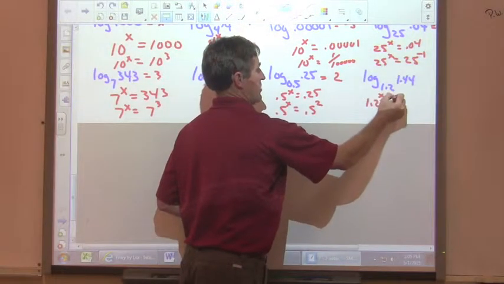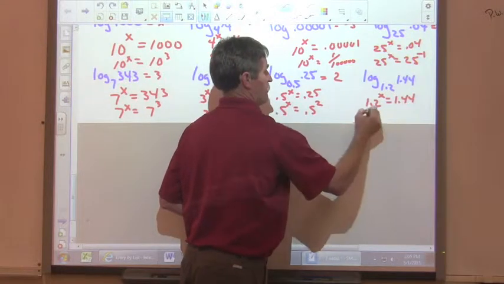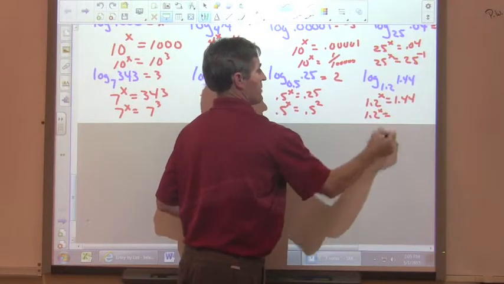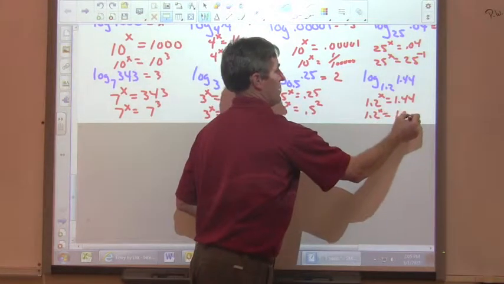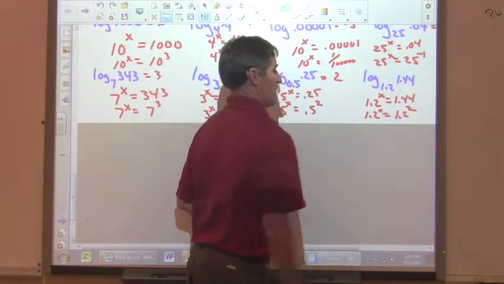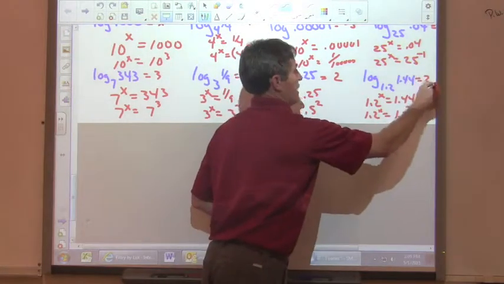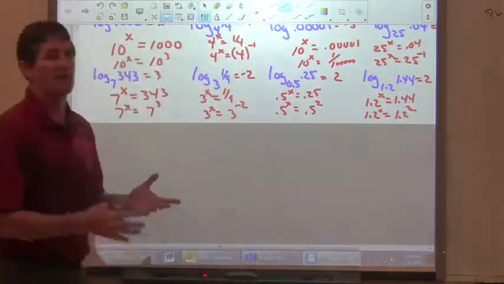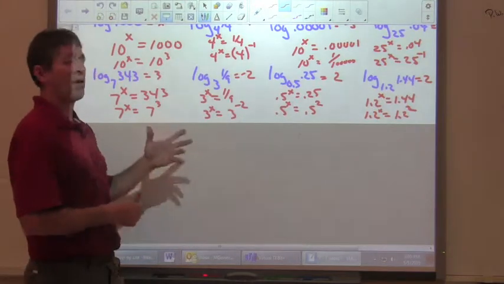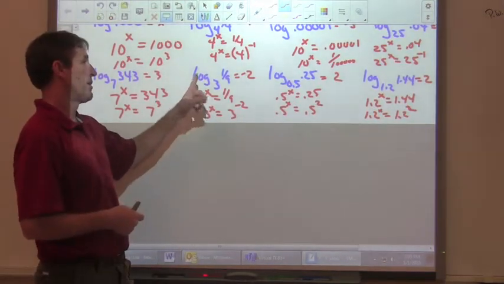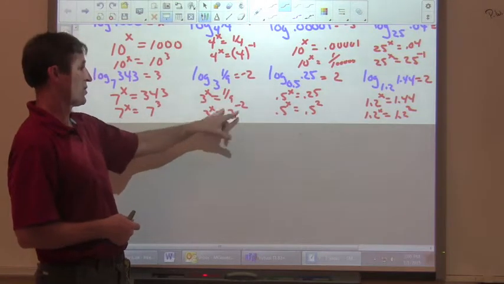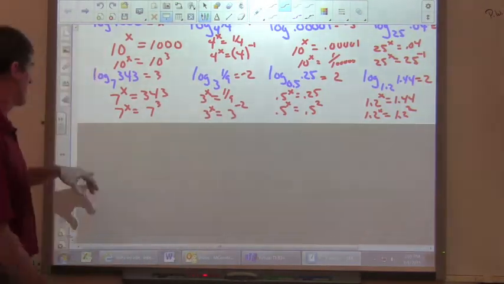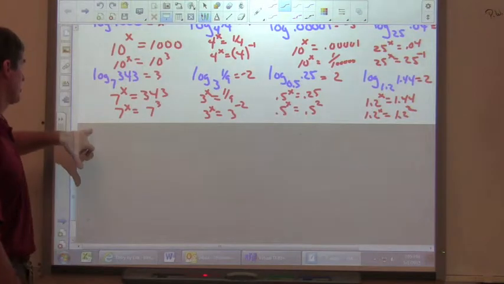1.2 to the x equals 1.44. Again, write this as base 1.2. That would be to the second power. And so that equals 2. So it makes it fairly simple to do these. The only thing on the assignment is make sure that the base here is the same as the base here. So you just have to convert it so they're the same base, and then set the exponents equal to each other and you have your answer.